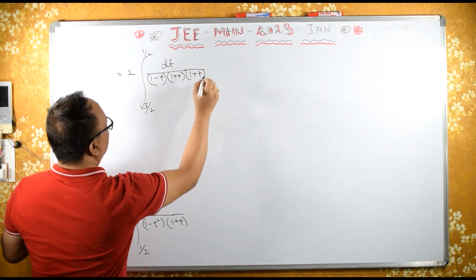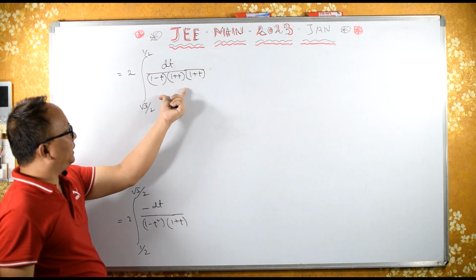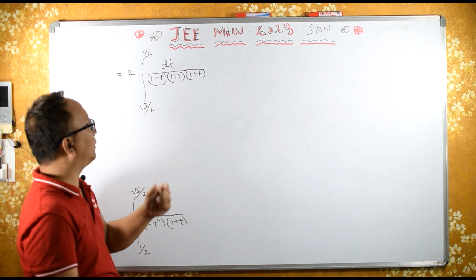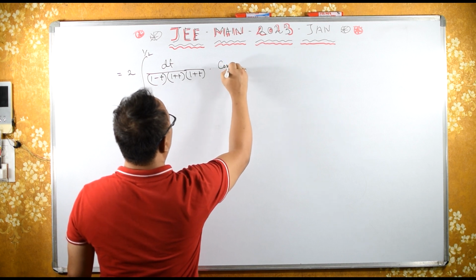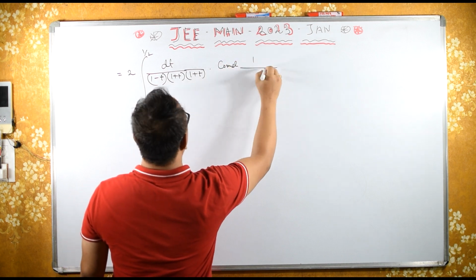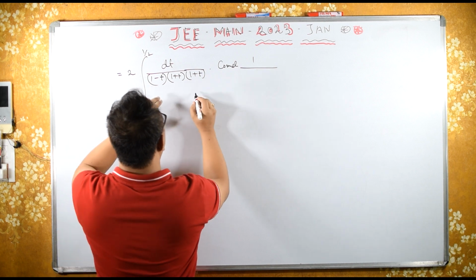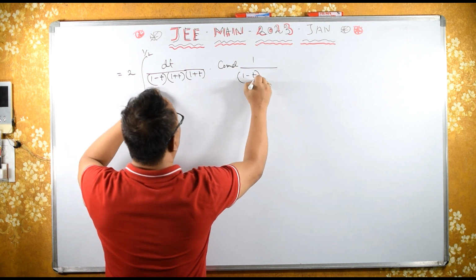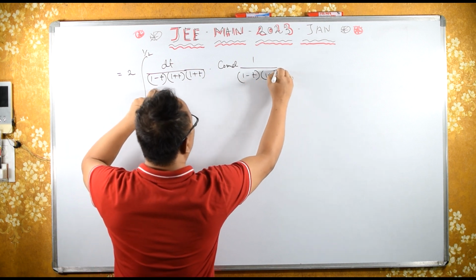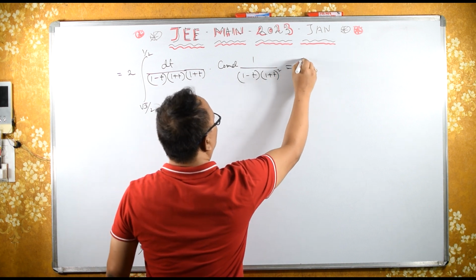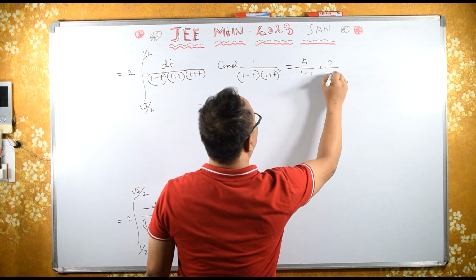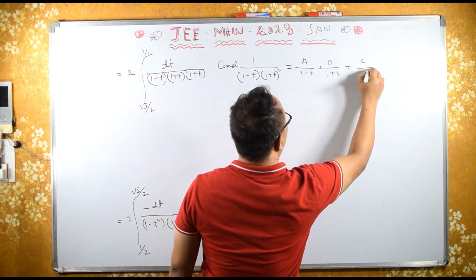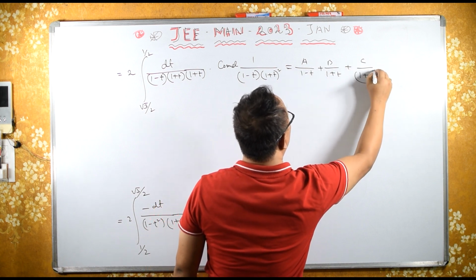Now let's solve this by partial fractions. So consider 1 upon 1 minus t into 1 plus t, the whole square, equals a upon 1 minus t plus b upon 1 plus t plus c upon 1 plus t the whole square.